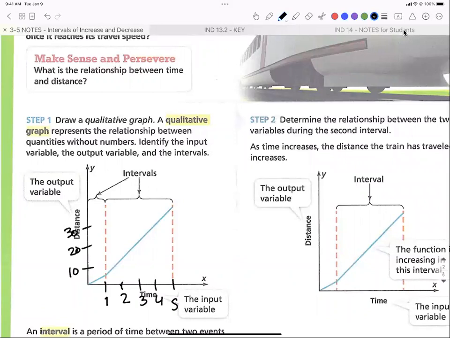And so we're used to being able to look at this and saying at this point, right, they've been riding 3 miles and they're 20 miles from where they started. A qualitative graph is just without all the numbers. We can't really be specific.